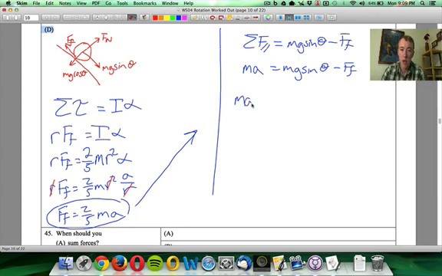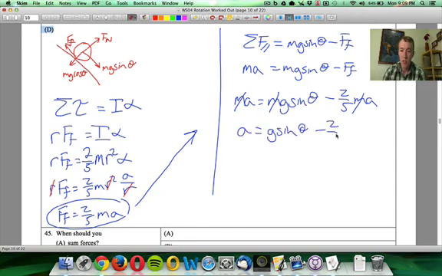So we get ma equals mg sine theta minus the 2/5 mass times acceleration. Masses cancel out all the way across, and we got a weird thing here. We've got acceleration equals g sine theta minus 2/5 a. So we got to add this 2/5 over, and you end up with 7/5 a equals g sine theta. And if we solve this for a, we get acceleration equals 5/7 g sine theta.